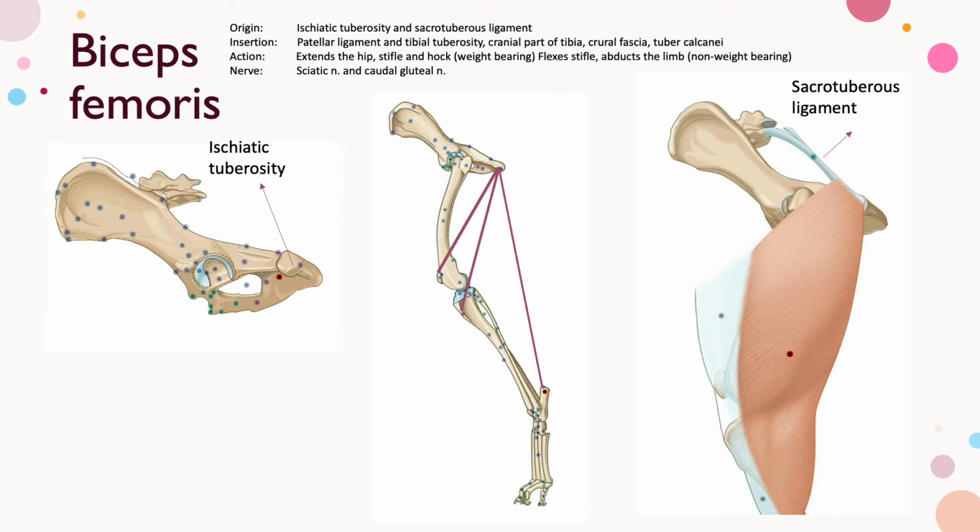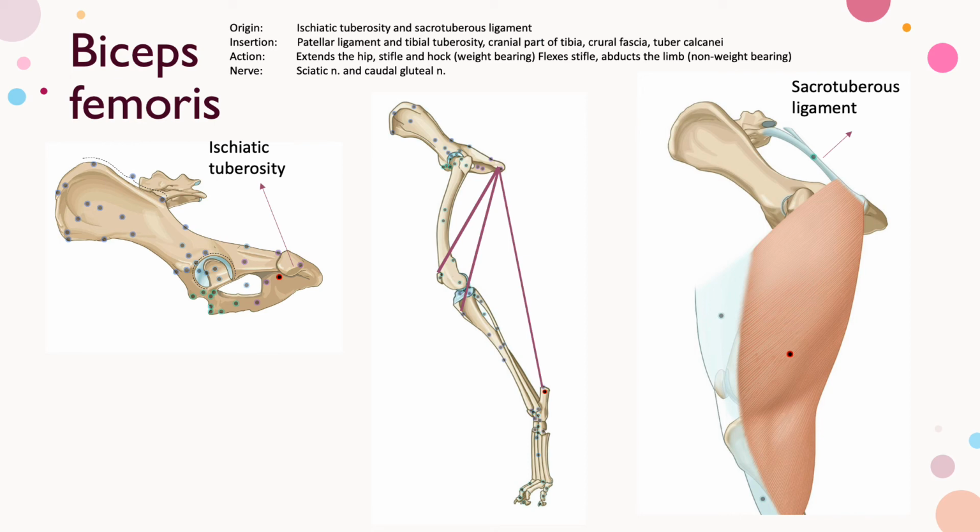And its action is to extend the hip, stifle and hock when weight bearing, and then flexes the stifle and abducts the limb in the non-weight bearing function. It's innervated by the sciatic and the caudal gluteal nerve. So you can see in the pelvic image that the ischiatic tuberosity is obviously the large bony prominence at the back of the pelvis. So that's those bony landmarks where we see at the back of their bottoms.